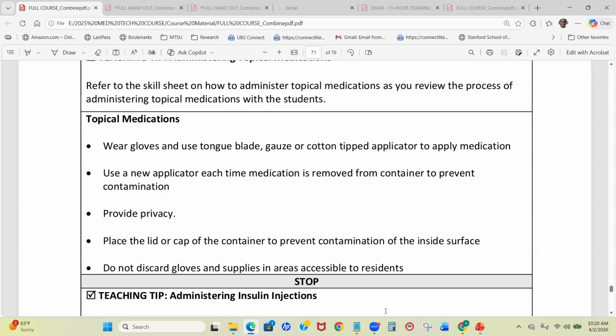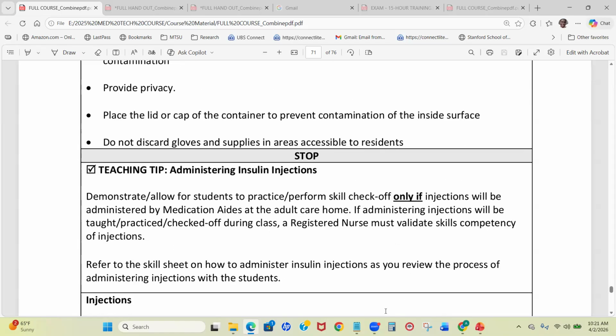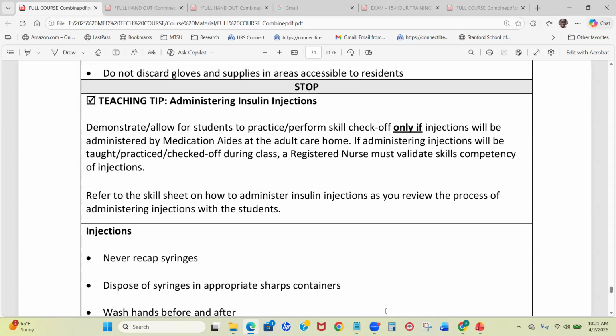Whenever you have to put anything in their private areas, you want to make sure that their room is closed or the curtain is pulled. If there are two residents inside that room, the curtain is pulled for privacy. You wouldn't want anybody to do that to you, exposing you to other residents. So make sure you do the same for the resident.